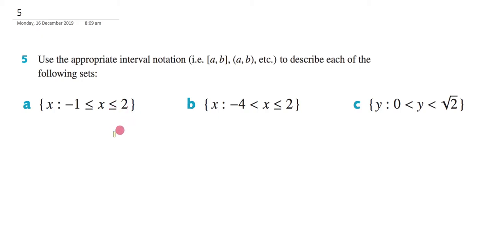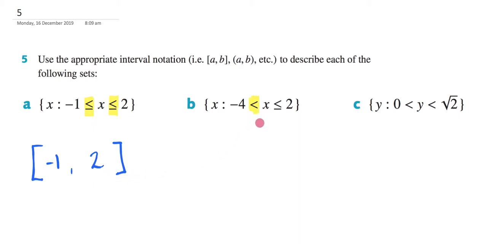Now, the real tricky part of this is realizing that we need to focus on the difference between this and, if I go to B here, the difference between this. Notice that this is less than or equal to, and this is just less than. When it's a less than or equal to sign, we're going to use a square bracket. And notice that we have another less than or equal to sign here, so it's going to be a square bracket again. And then it's going to be -1 and 2. What this is telling us is that we have -1, including -1, to 2, including 2.